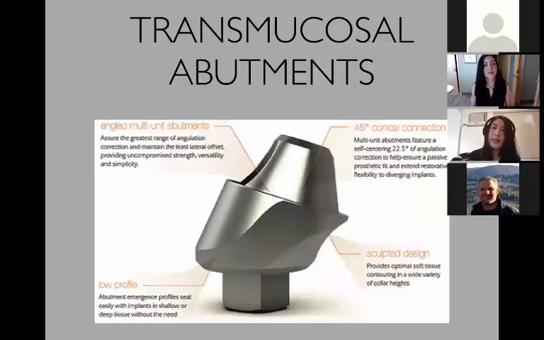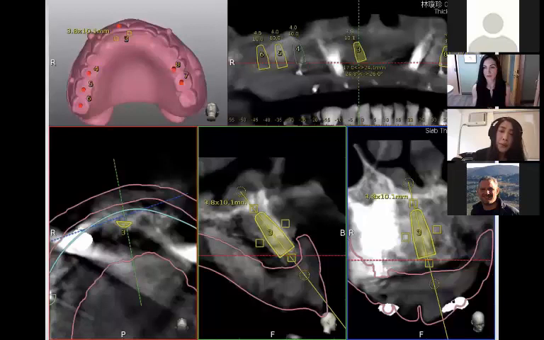It's called a transmucosal abutment. You will hear it a lot. It's called a multi-unit abutment. Utilizing this multi-unit abutment, you pre-correct the angulation of your implant so you can still place the implant within the confines of the bone.